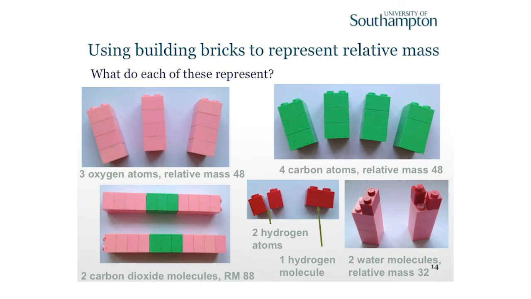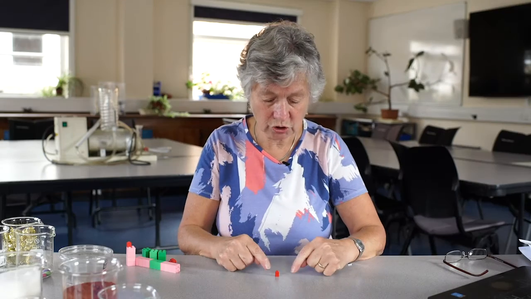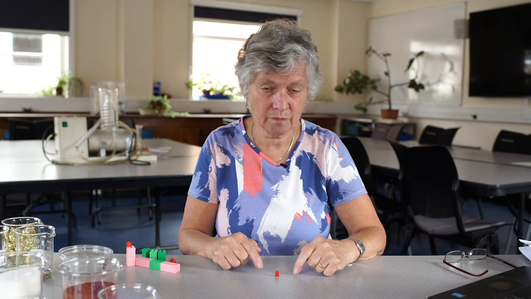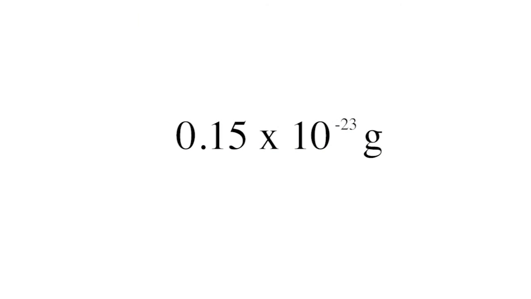But the difficulty, and the next step is one of the difficult steps to make, is how does that relate to actual masses in grams? That represents 1 hydrogen atom. Now what is the actual mass of that hydrogen atom? It's very, very, very small. 1 atom of hydrogen weighs about 0.15 times 10 to the minus 23 grams.